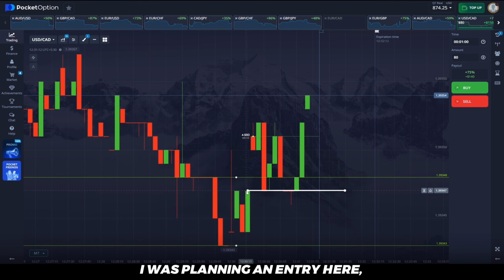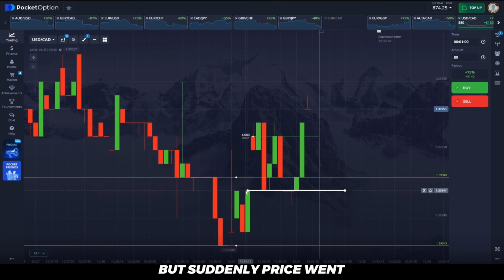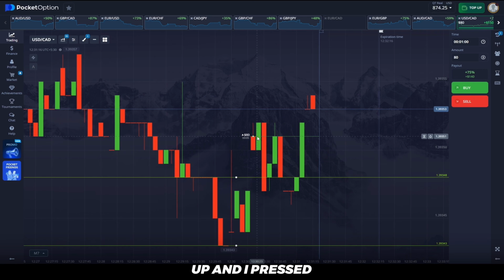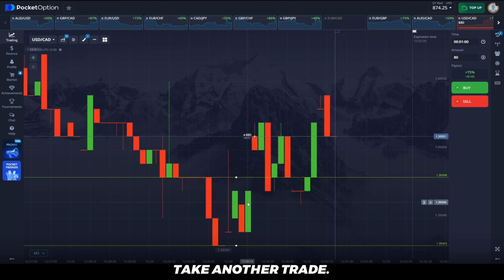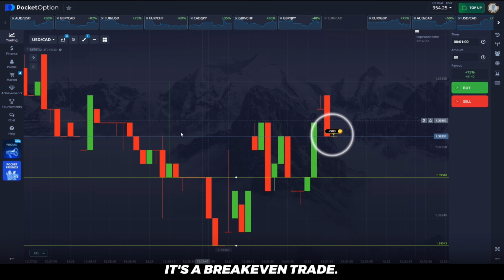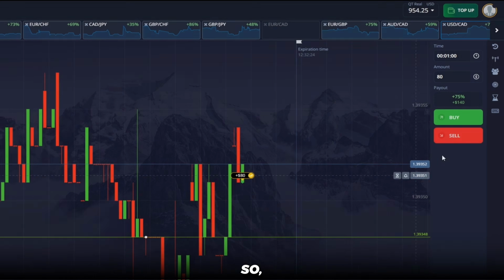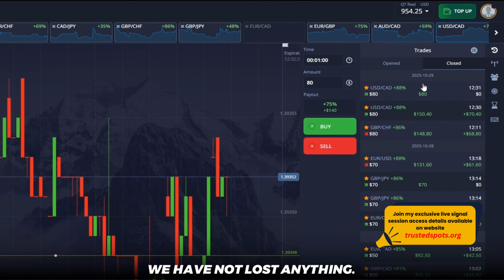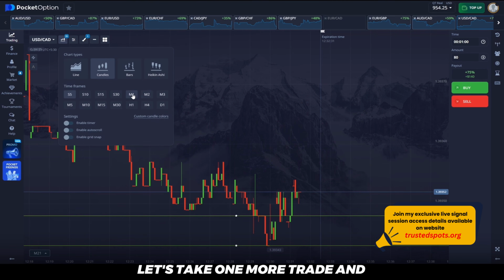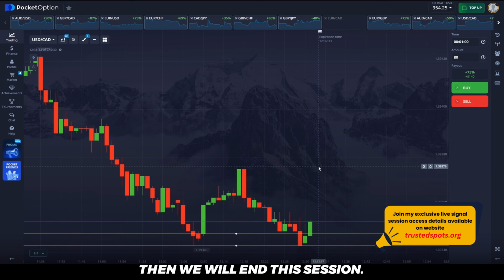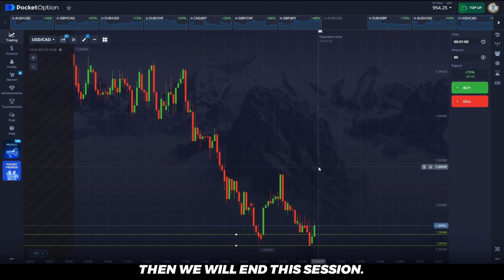I was planning an entry here, but suddenly price went up and I pressed for a call because I wanted to make sure that I take another trade. Okay, it's a break-even trade, so we have not lost anything. Good. Let's take one more trade and then we will end this session.